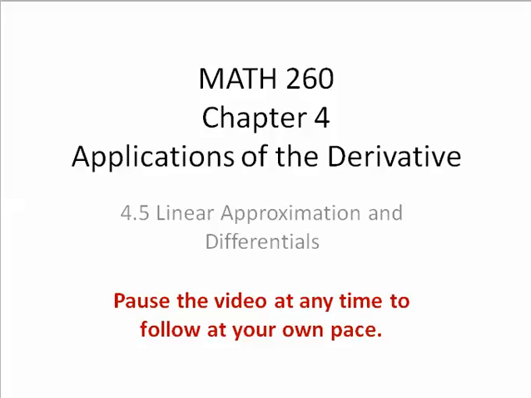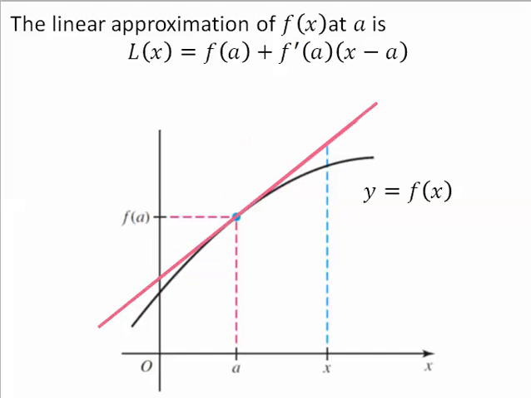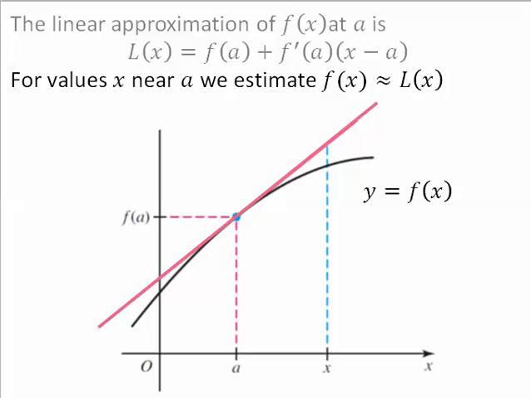4.5 Linear Approximations and Differentials. In Part 2, we will focus on differentials. Recall that the linear approximation of f at A is just the tangent line of f at A. And if you have points near A, the tangent line does a very good job at approximating the function.